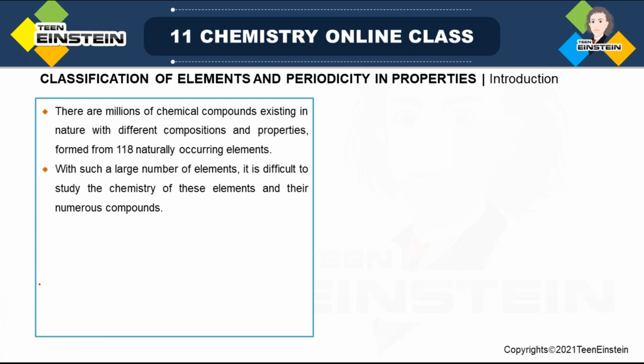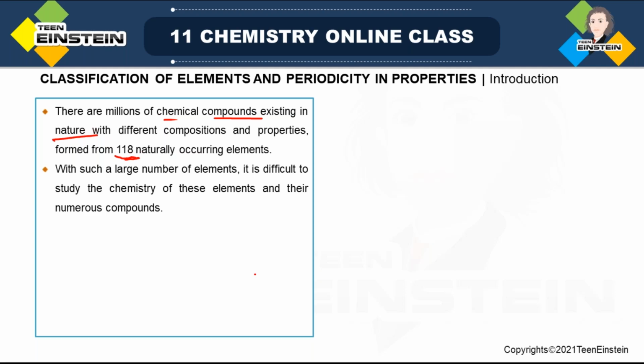First, we have to know why this periodicity in properties for different types of elements that are present naturally is required, what is the significance of it. So there are millions of chemical compounds existing in nature with different composition and properties. And all these chemical compounds are formed from these 118 naturally occurring elements. When they react with each other, different possibilities arise, because this number of elements is already high, and they react with each other in different types of combinations. So that is why there are millions of chemical compounds existing in nature.